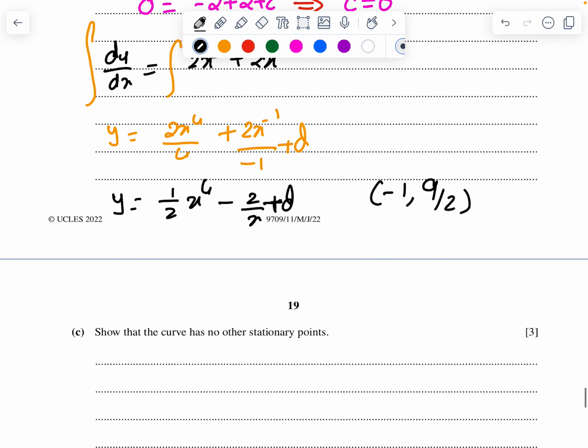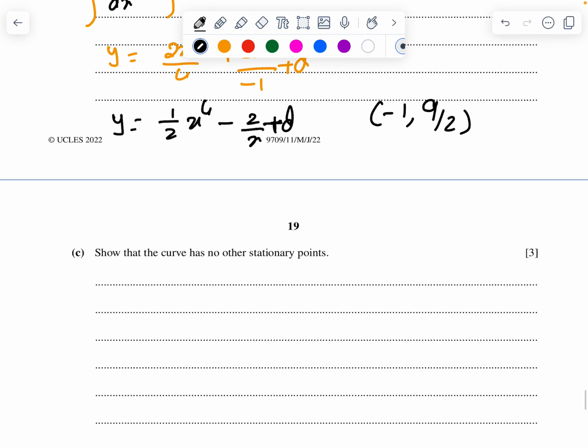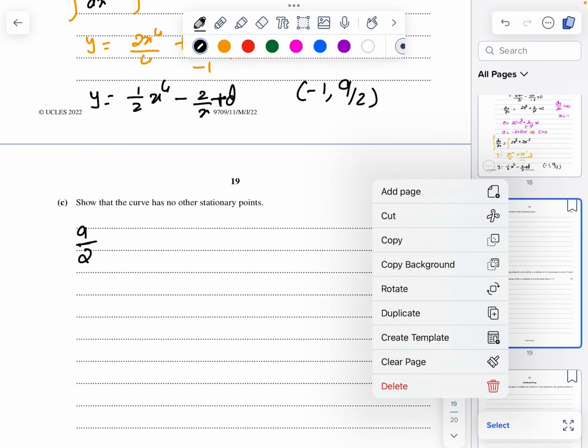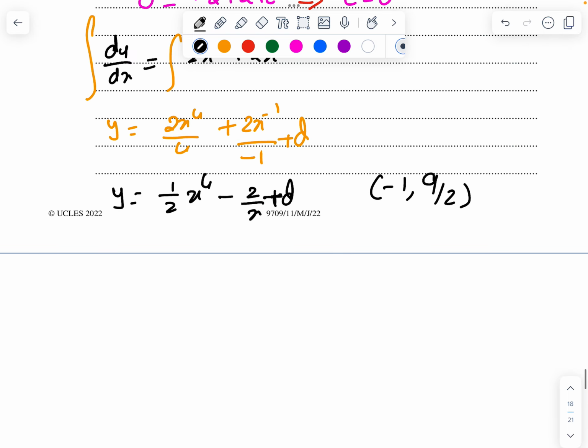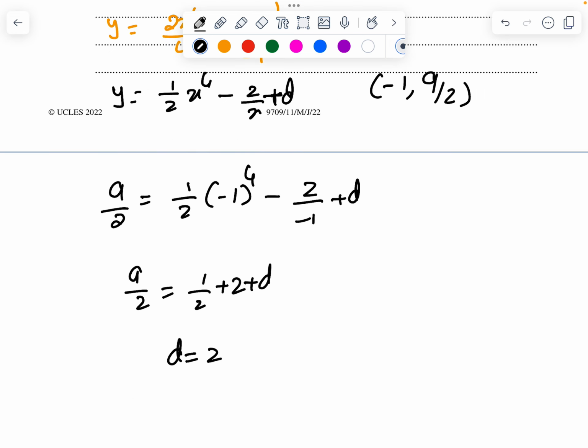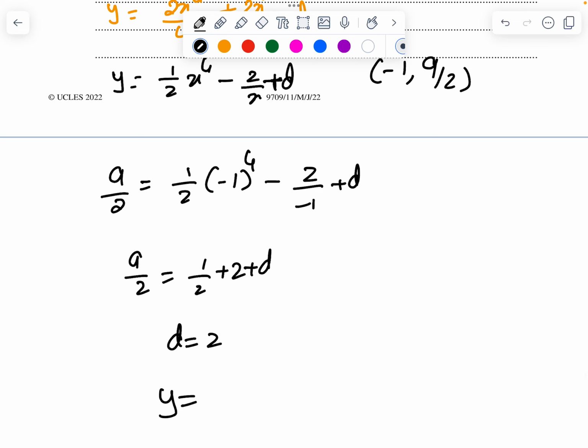So plug in that point. So 9/2 equals (1/2)(−1)⁴ − 2/(−1) + d. So 9/2 equals 1/2 + 2 + d, which gives me d value as 2. So what is the equation of the curve? y equals (1/2)x⁴ − 2/x + 2.